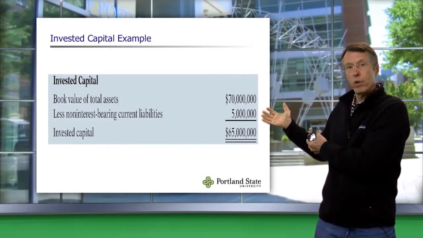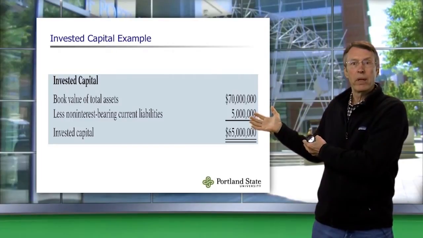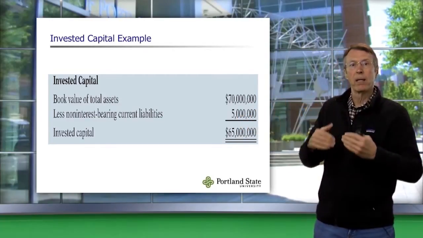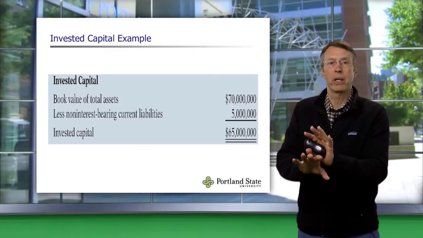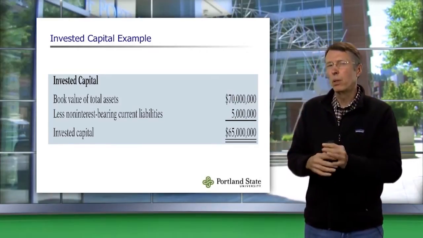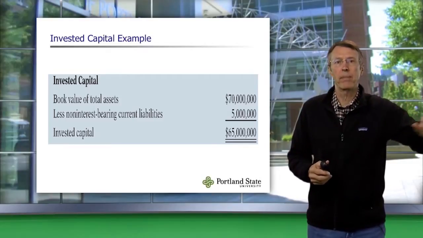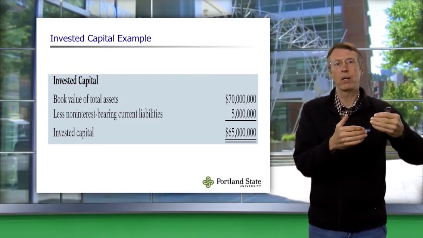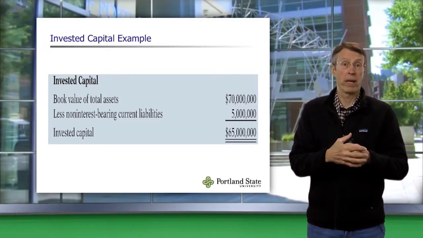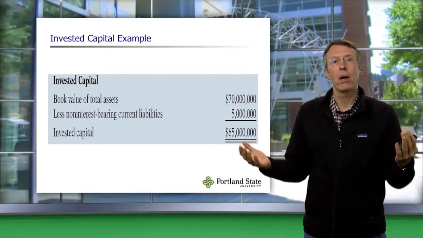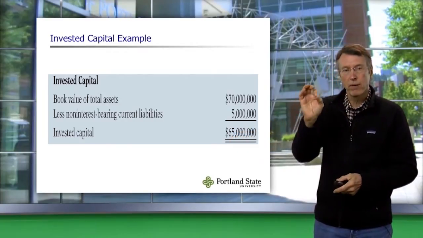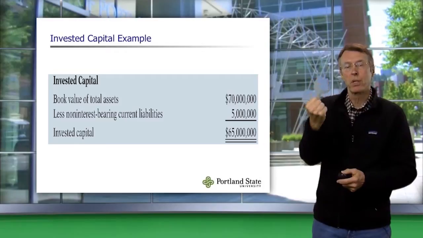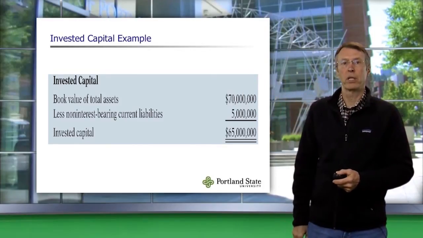Here's an example again. If we look here, we see the book value of the assets, $70 million. But from that, we take away the value of non-interest-bearing current liabilities. What are those? Those are our payables, basically. So they're really not part of the invested capital base. They're just a part of doing our month-in and month-out cash flow management. So we get an invested capital here of $65 million. That's what we have to work with in the ROI calculation. The capital that supports the investment in our productive facilities.